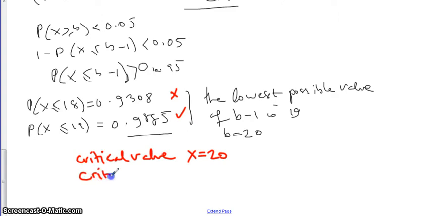So let's write that down. Critical region is when x is greater than or equal to 20.